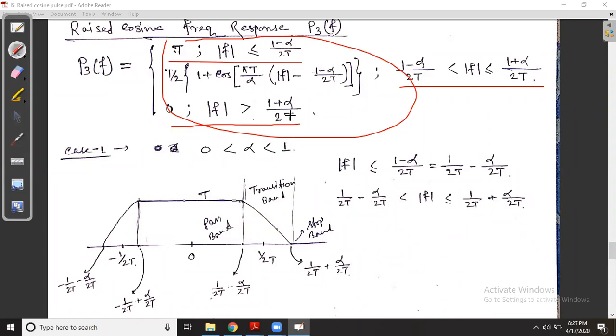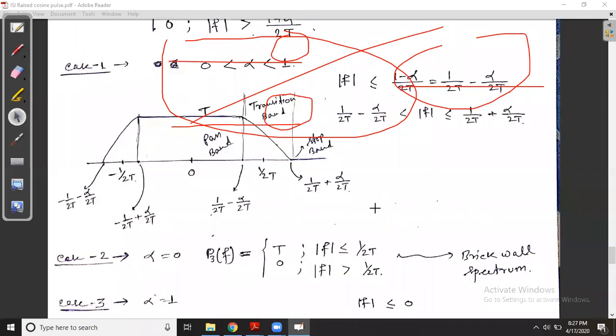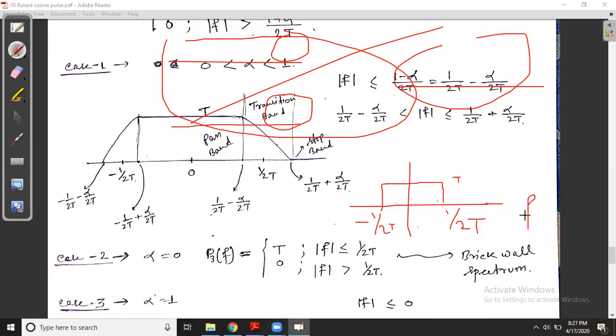So when the value of alpha is put in this equation, in these conditions, this condition, this condition, and this condition, you will have a pulse that looks like this. I have not drawn this one; you had better draw it. This will be your 1 by 2t, this will be minus 1 by 2t, and this amplitude value is t. This line is your f.